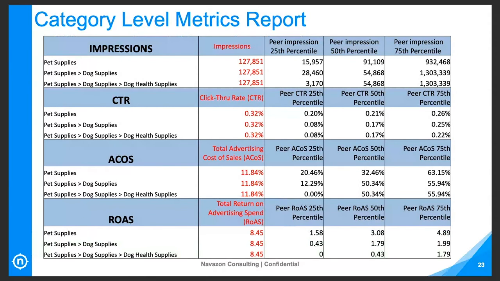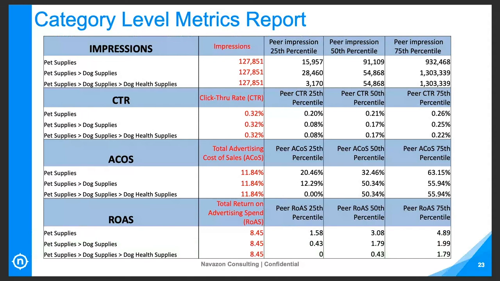So, not to overwhelm you too much with numbers, but I'm just excited to show you this. Your category level metrics report looks similar to this. I've tweaked it a little bit to make it more user friendly and more quickly digestible. So we have a category of dog health supplies. But if you look, there are 3 categories or 3 nodes that this is in: pet supplies, pet supplies and dog supplies, and then it digresses farther into the dog health supplies.